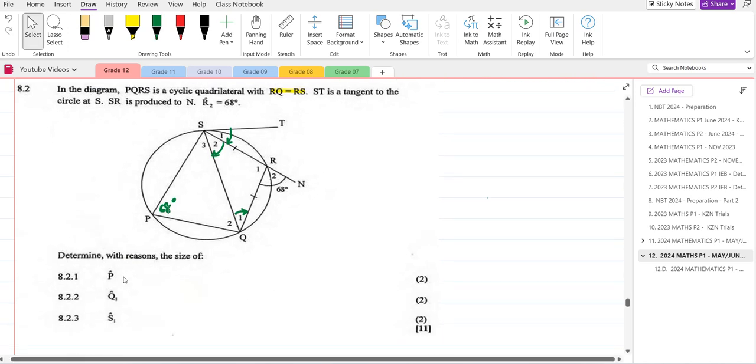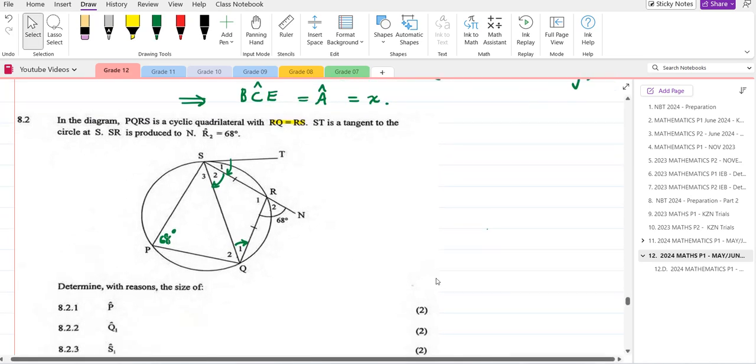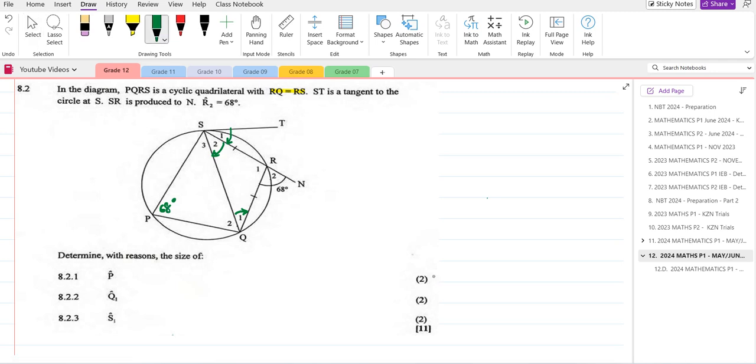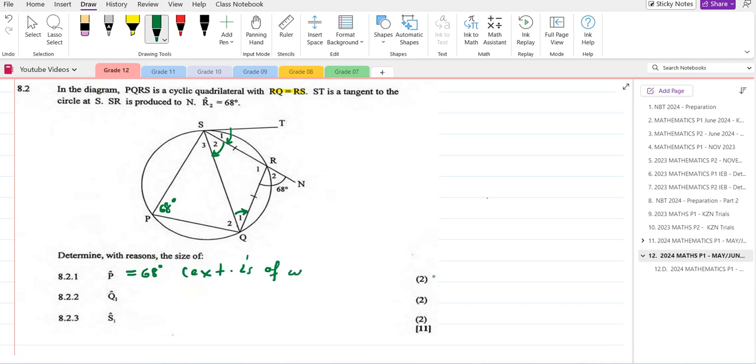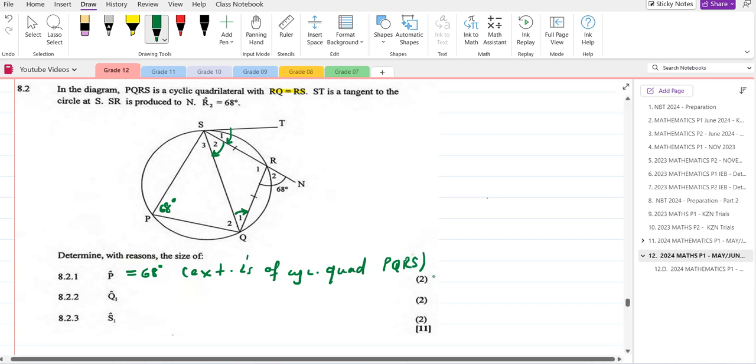What is angle P? Angle P is equal to 68 degrees. Let's write it down: exterior angles of cyclic quad PQRS. What is angle Q1? We want to find this.